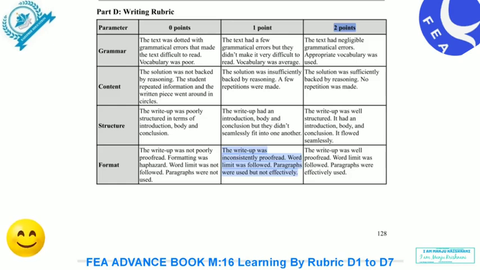2 points. The text had negligible grammatical errors. Appropriate vocabulary was used. The solution was sufficiently backed by reasoning. No repetition was made. The write-up was well structured. It had an introduction, body, and conclusion. It flowed seamlessly. The write-up was well proofread. Word limit was followed. Paragraphs were effectively used.